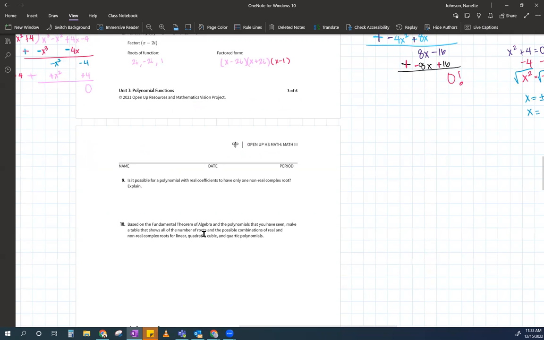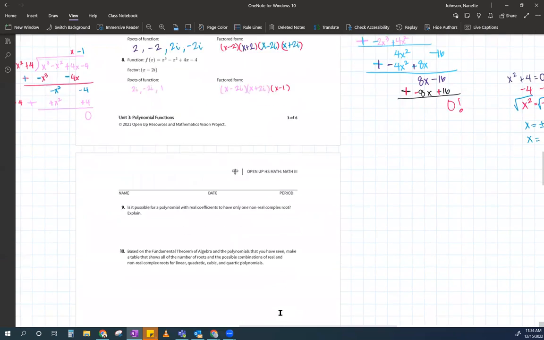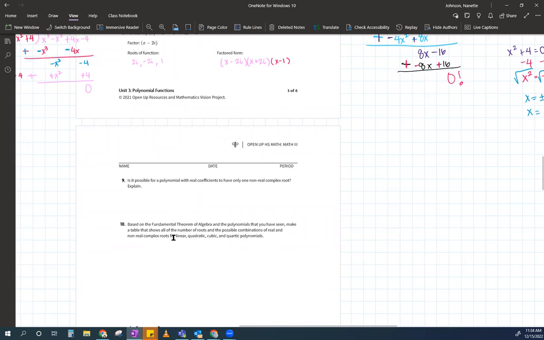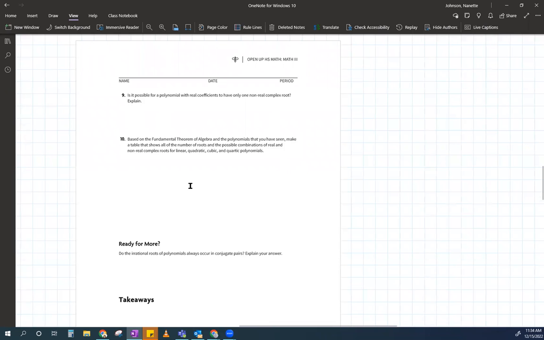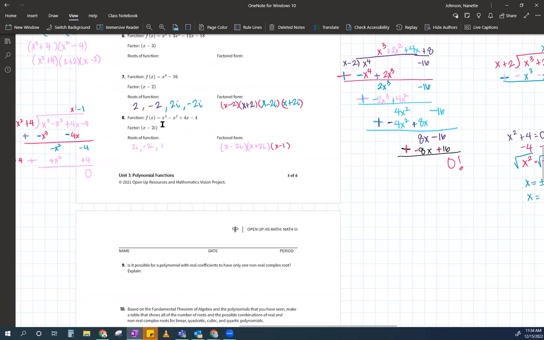Based on the fundamental theorem of algebra, remember, if I look at my highest power, 3, I should have 3 roots, 1, 2, 3. The task says: for the polynomials you have seen, make a table that shows all of the possible combinations of real and non-real complex roots for linear, quadratic, cubic, and quartic. So what are they talking about, Miss Johnson? If I take a cubic, tell me all the different ways that I could have roots.